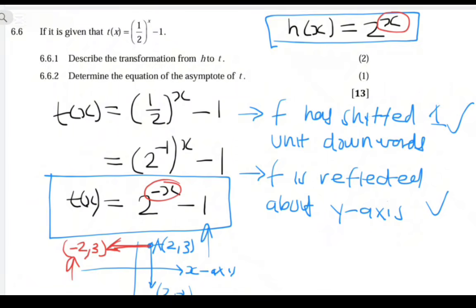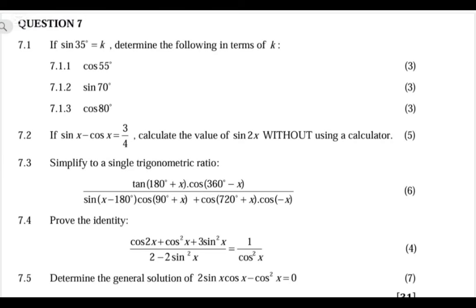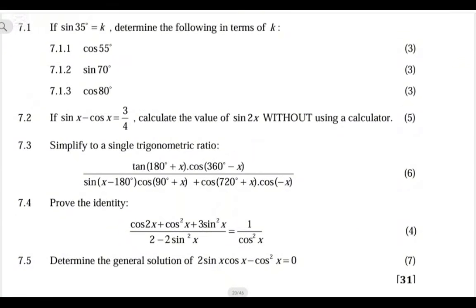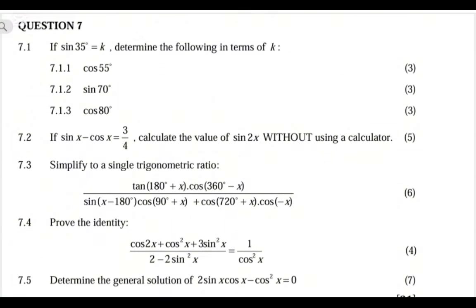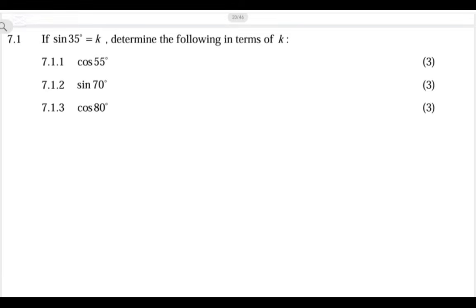Let's move on to the last question, which is question 7. This one includes trigonometry and carries 1 mark. Let's quickly start with 7.1. 7.1 says that if sine 35 is equal to k, determine the following in terms of k. 7.1.1: determine cos 55.